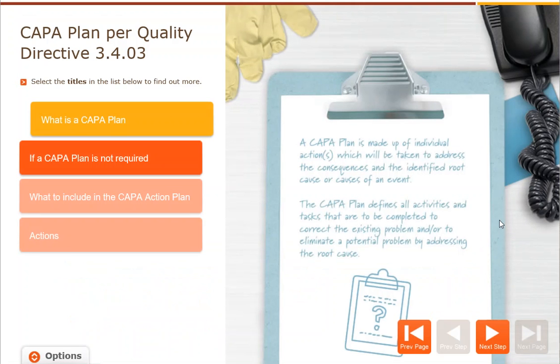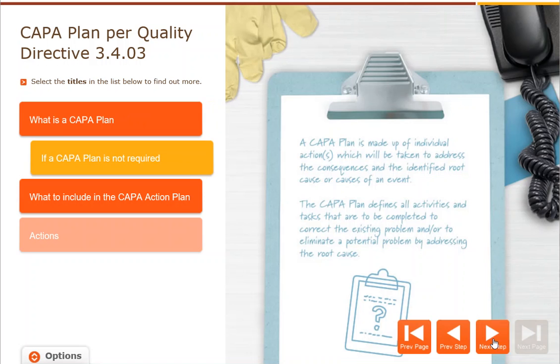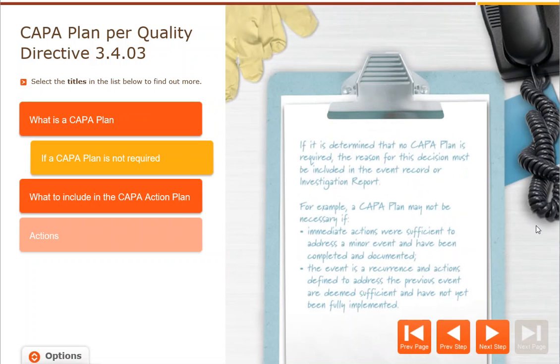Let's take a look at what Quality Directive 3.4.03 says about the CAPA plan. A CAPA plan is made up of individual actions which will be taken to address the consequences and the identified root cause or causes of an event. Sometimes a CAPA plan may not be required. In this case, the reason for this decision must be included in the event record or investigation report.